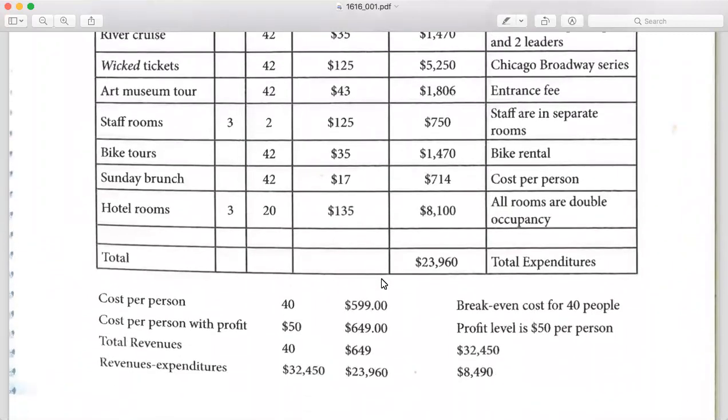And so the cost per person is, there are 40 people coming at $599 each, the break-even cost for 40 people. The cost per person with profit is $649. This is making $50 a person. The total revenues then would be a little bit more than the expenditures because you have a profit built in. And you'll see where the profit is at the very bottom. Okay, any questions on that one?